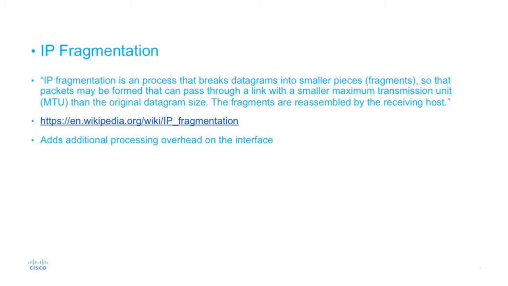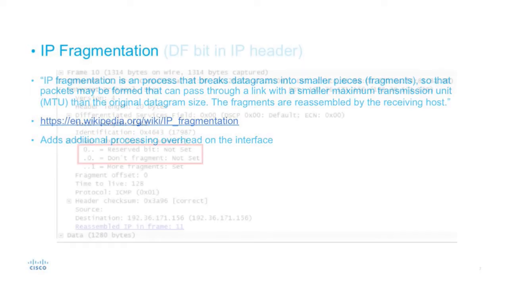So IP fragmentation, from the Wikipedia link, is a process that breaks datagrams into smaller pieces so that packets can pass through a link with a smaller MTU than the original datagram size. And then on the receiving host, the fragments are reassembled. Both fragmentation and reassembling are supported by IP. It, however, adds additional processing on the interface. I'll talk about it in my next slides.